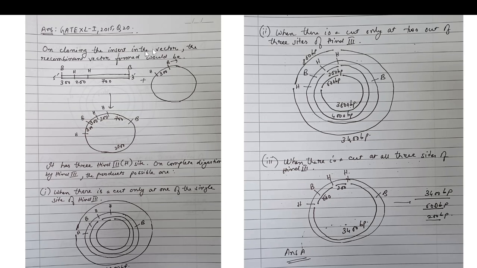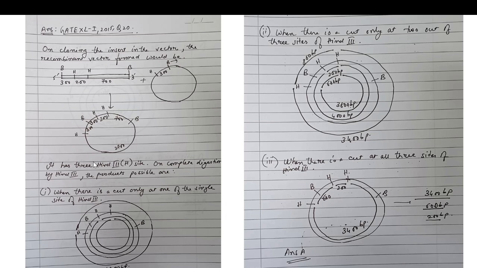Now let us look into the answer and solve it step by step. On cloning the insert in the vector, what will the recombinant vector look like? So you cut with BamHI. So this will be the orientation: BamHI, HindIII, BamHI. And I have calculated the total. The total length is given as 3000, and all these lengths are provided. So accordingly, this length from BamHI to HindIII will be 2700 base pair. It has 3 HindIII sites now, after the cloning has occurred.